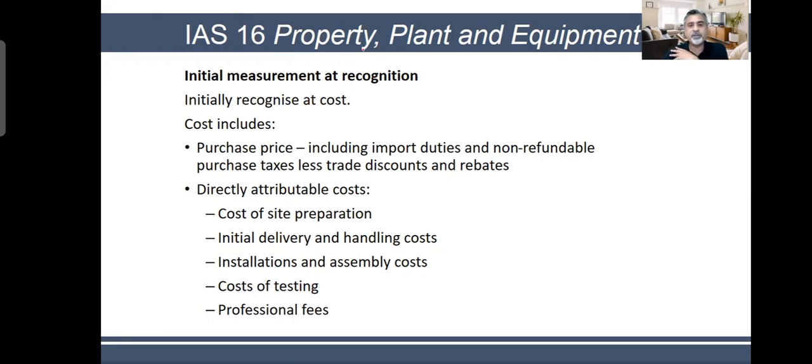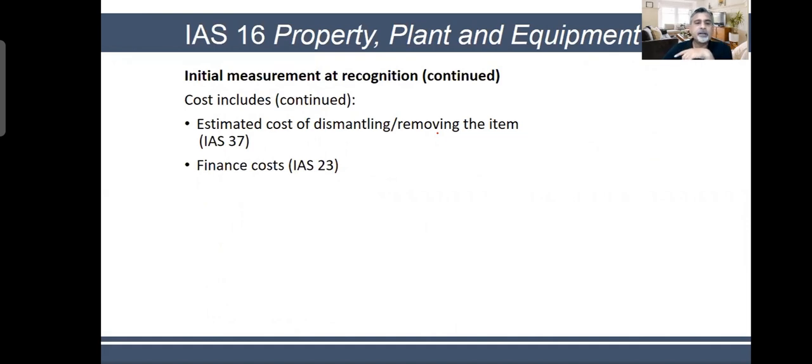Directly attributable costs are cost of testing, professional fees, installation, assembly cost, initial delivery and handling cost, cost of site preparation, etc. But there are some other costs as well. In the initial cost of the asset, you should be adding the estimated cost of dismantling and removing the asset.